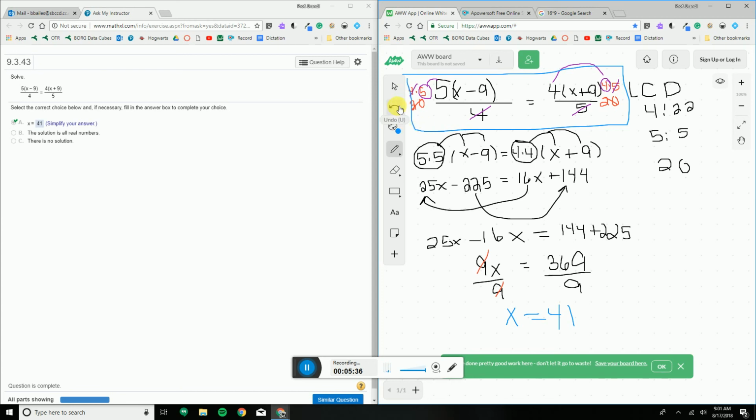If you multiply both sides by the LCD and you have not eliminated all the fractions in the denominator, then either it's the wrong LCD or you need to recheck your multiplication, because once you've completed this step, there should be no fractions left when you get down here.